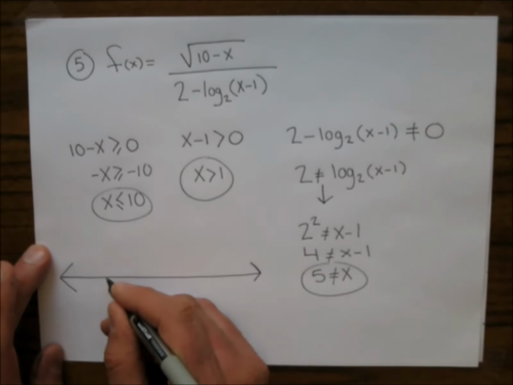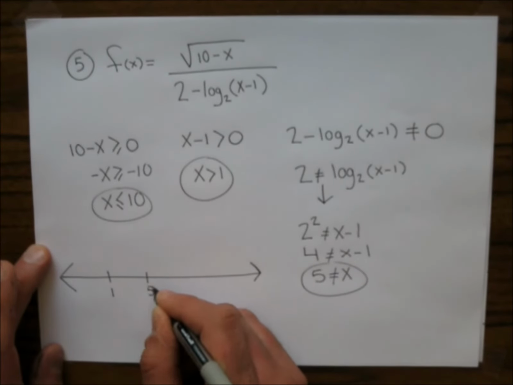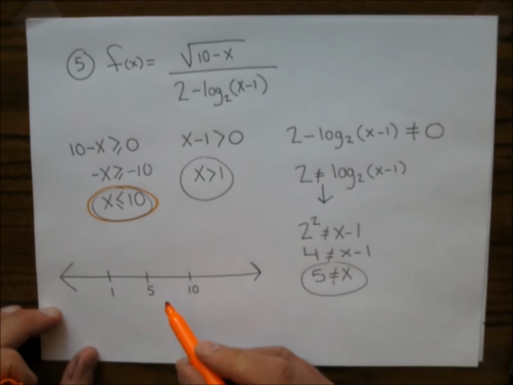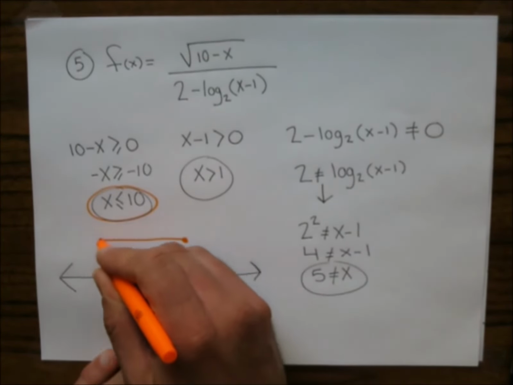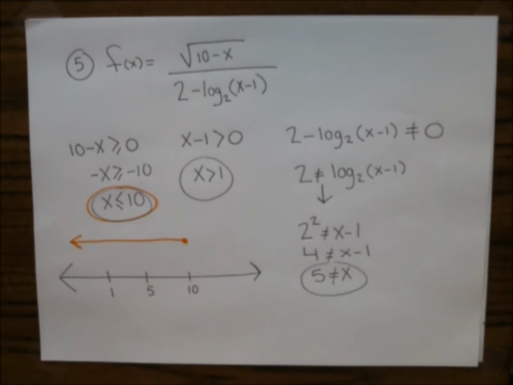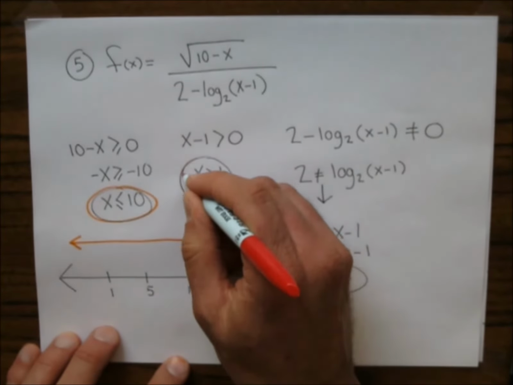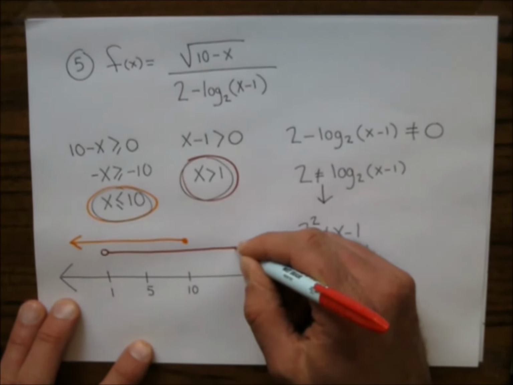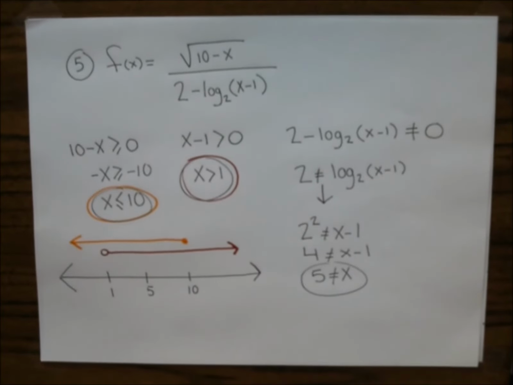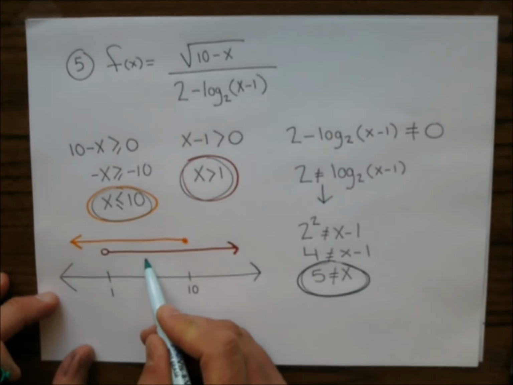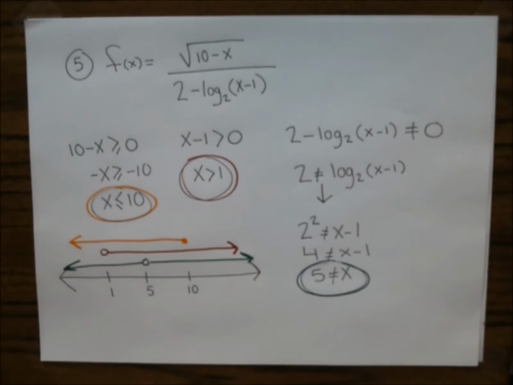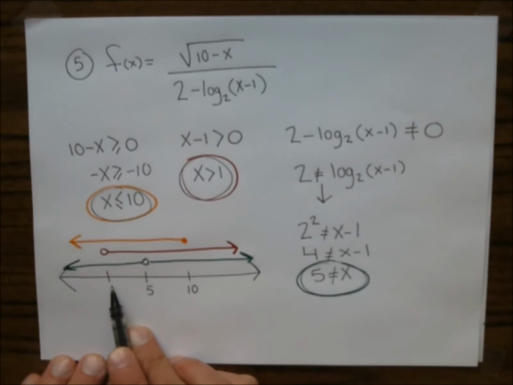on a number line. We have the numbers 1, 5, 10. So this guy right here says that x is less than or equal to 10. We're taking a common domain, by the way. And this guy right here says that x is greater than 1. And this guy right here says that x can be anything except 5. The question is, where do you see all three colors? You see them between 1 and 5.